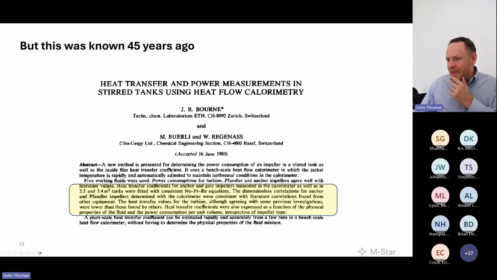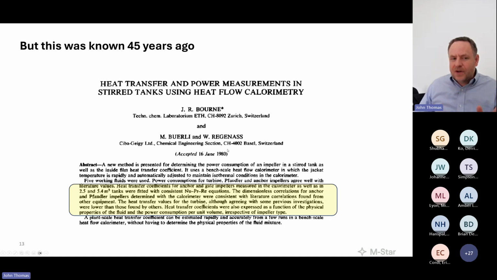And they're like, you know what? This works pretty well. But then they're like, you know what? We can actually do more. We can also use physical properties of the fluid and the power consumption per unit volume, irrespective of impeller type, to predict convective heat transfer.